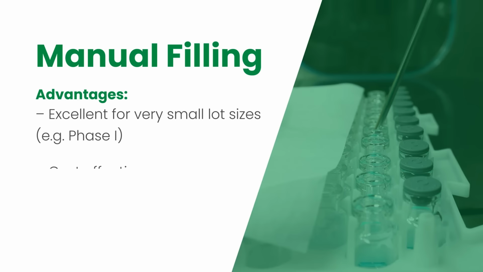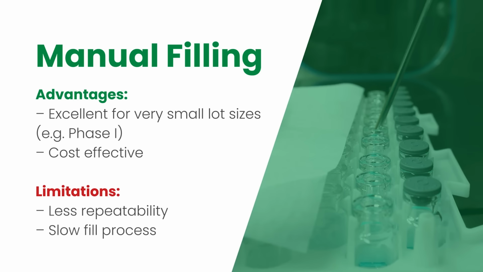Manual filling is often appropriate when lot sizes are small in early phase investigations, and it's more cost effective to fill 500, 1,000, 2,000 units manually than it is to start up an automated line and spend an entire day dialing in that process for high throughput if the batch size is so small that it doesn't justify the investment of time, personnel, and overhead.